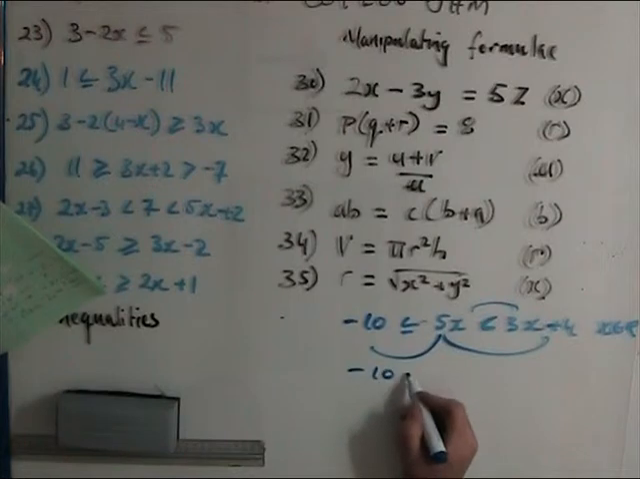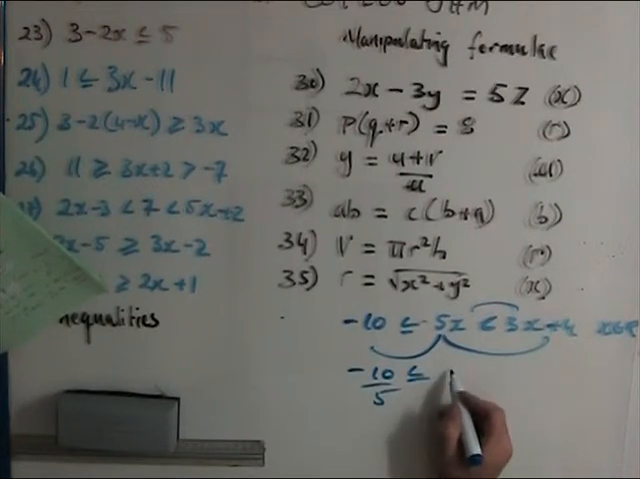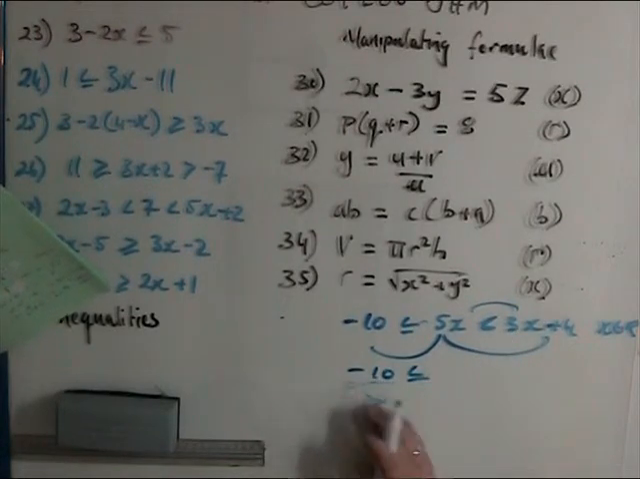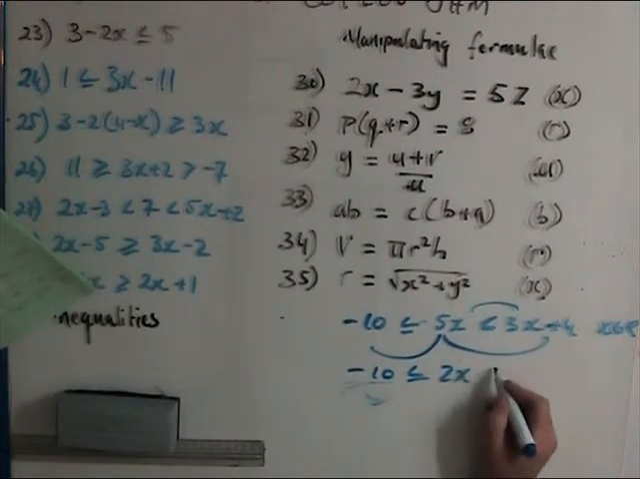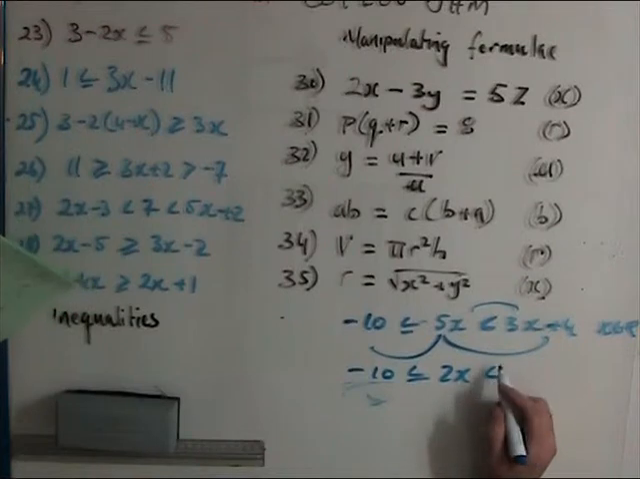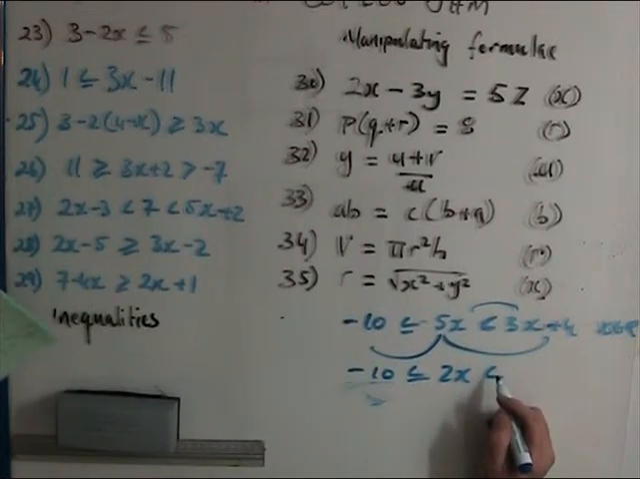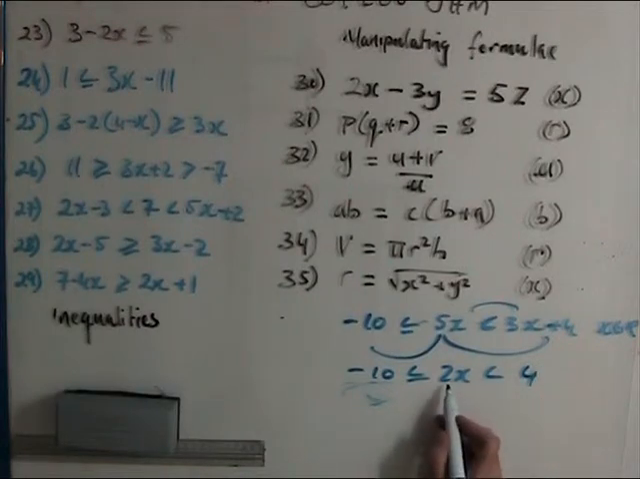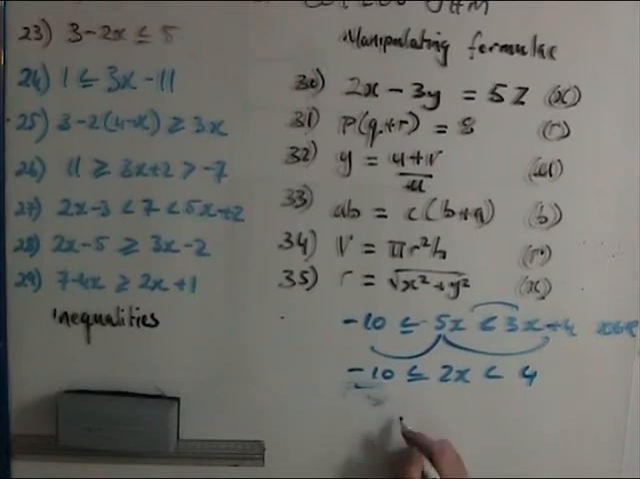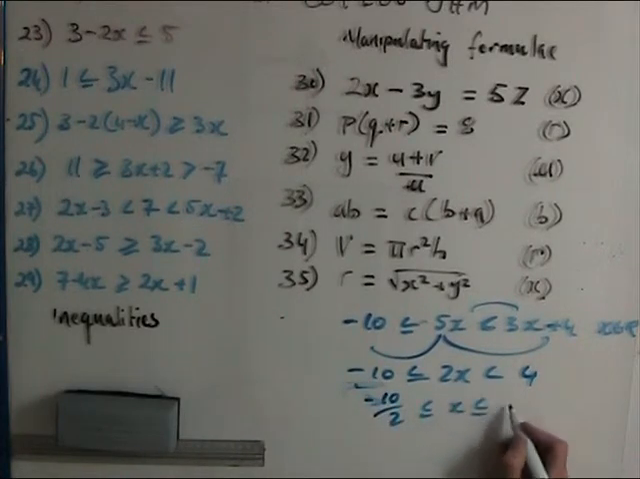That becomes minus 10 is less than or equal to... well, we won't do that just yet. Minus 10 is less than, we bring the minus, it becomes minus 3, so it becomes 2x is less than or equal to, is less than 4. So now we've got 2, so we divide 2 across into both of them, because the next line would be minus 10 divided by 2, less than or equal to x, less than 4 over 2.